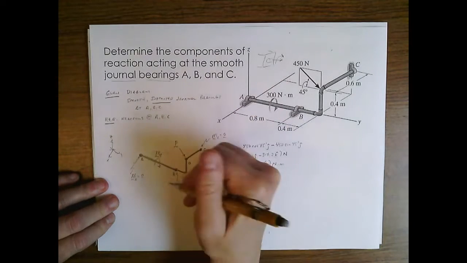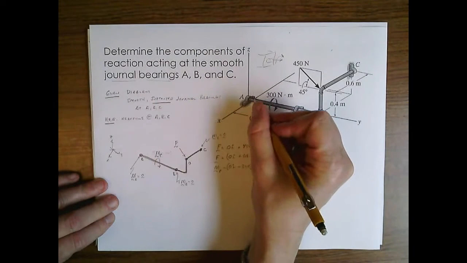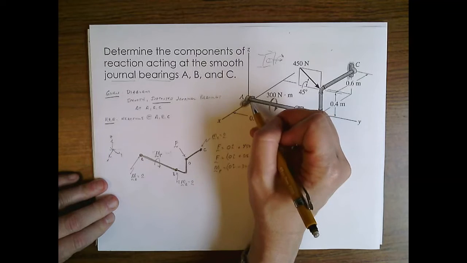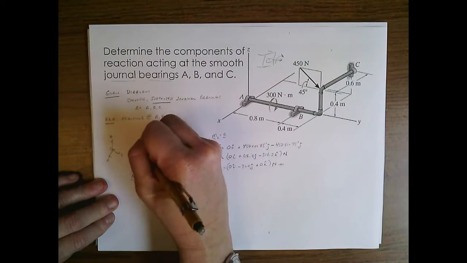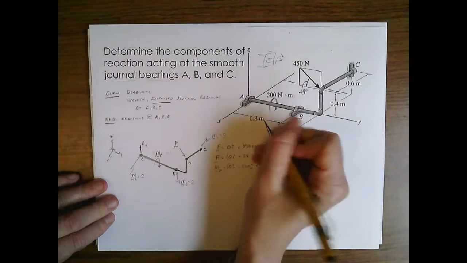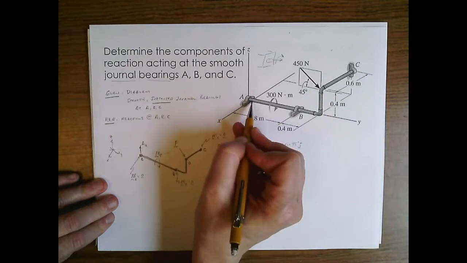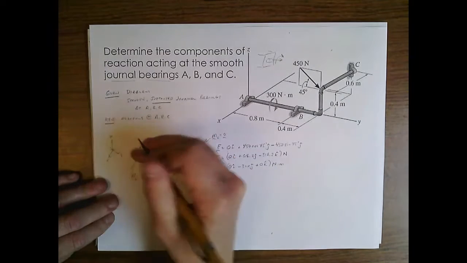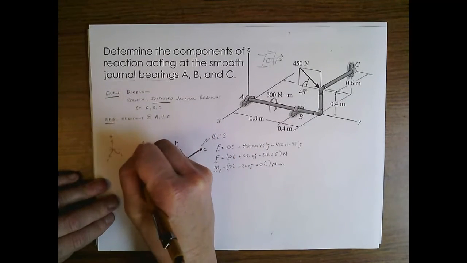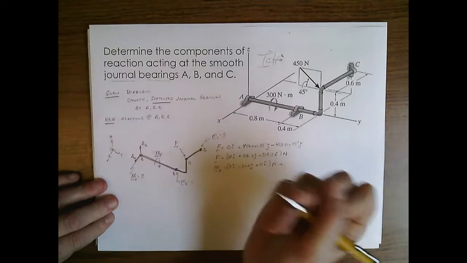So I'm going to go ahead and put that on there. The only thing that's happening here is that I can't move this at A in the Z direction, so I have a force AZ, and I can't move it in the X direction, but I can move it in the Y direction theoretically at A. So I have an AZ and an AX, but AY is equal to 0.